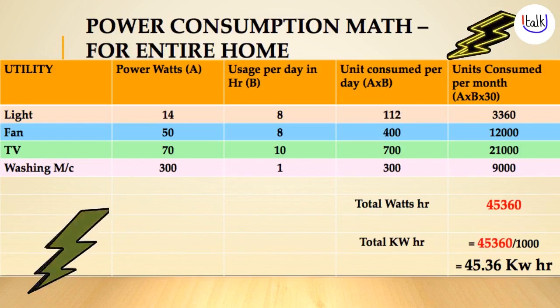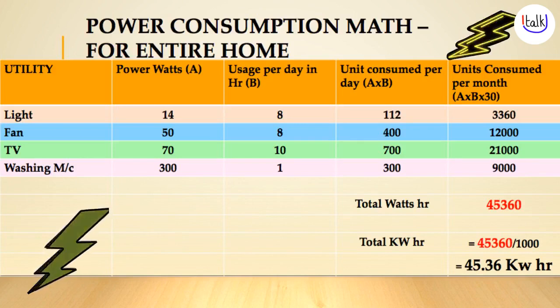So for the hypothetical home that we are talking about, the monthly consumption is going to be 45,360 watt hour, and that's for a light, a fan, a TV and a washing machine. The table that you are looking at will help you understand power consumption per day and per month.